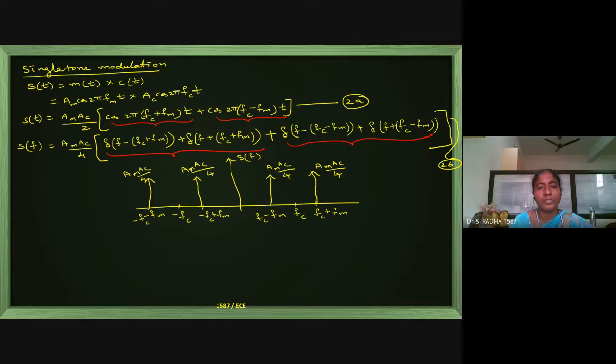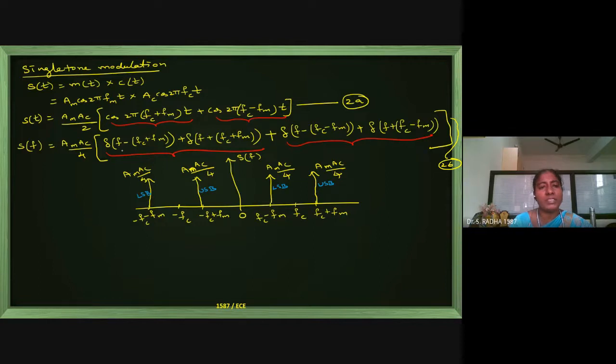Okay, so this is about the spectral components. Now I will tell you which is the lower sideband and which is the upper sideband. This is the origin. Now this is the upper sideband component, lower sideband component, upper sideband component, lower sideband component. You see the frequencies: positive fc, positive fc. fc plus fm, fc plus fm, fc minus fm we have.